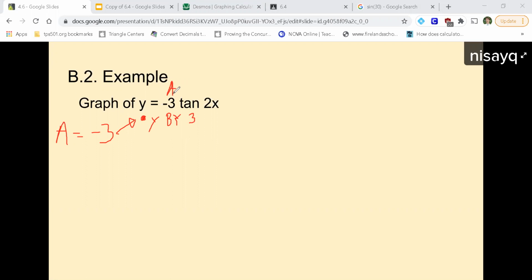And to be honest, that's not going to have as big of an effect as it did for sine and cosine, because an asymptote times 3 is still an asymptote. 0 times 3 is still 0. So the only numbers that really change is negative 1 becomes negative 3, and positive 1 becomes 3.